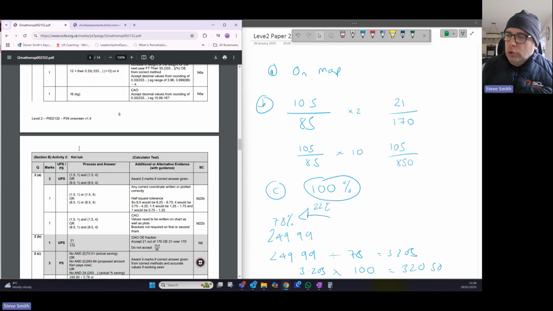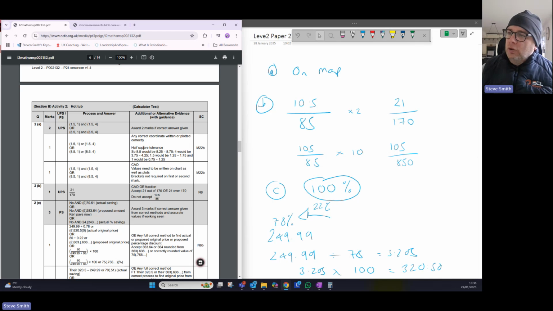Gets to question 2, and that's the start of our new one. I wrote here, it's on the map. So we plotted the hot tub mat that was going in the room on the map. Okay. Then we did 21. So as a fraction, yes.